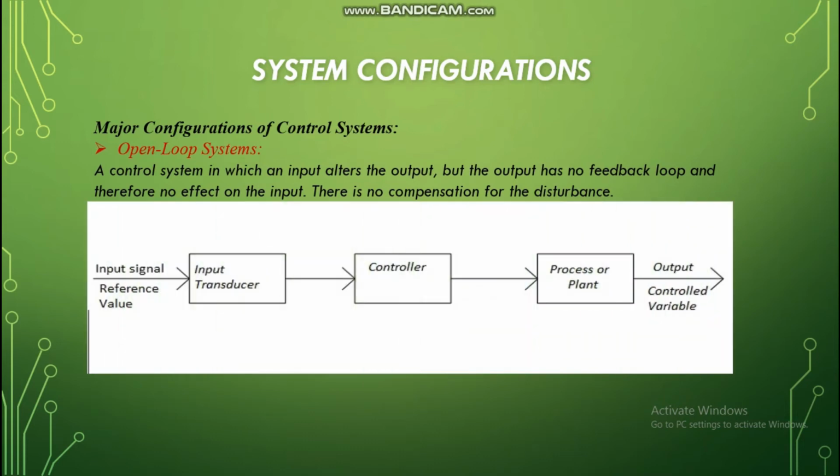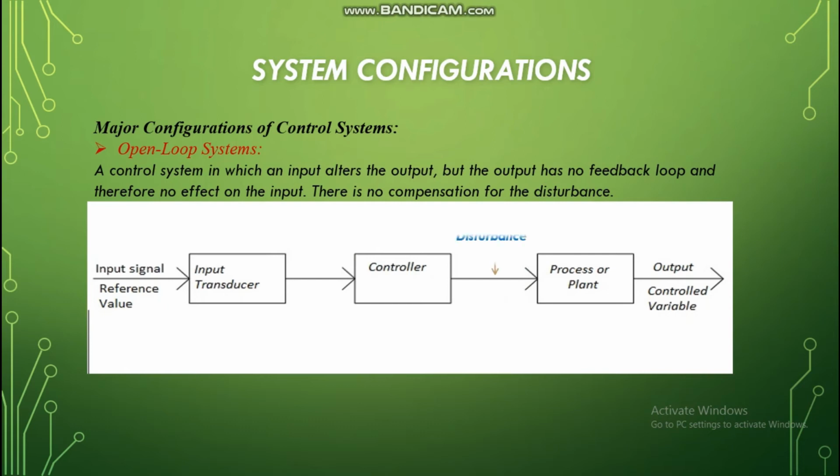So this is the general block diagram, starting with the input signal or reference value, and then it is fed to the transducer. The transducer tries to change the input signal into a form that can be understood by the controller, while the controller tries to control the overall process or plant, and then the plant is providing us with the output or control variable. As we see, there is no feedback loop, so the input will not be changing based on the output received.